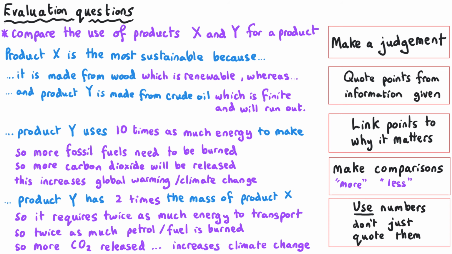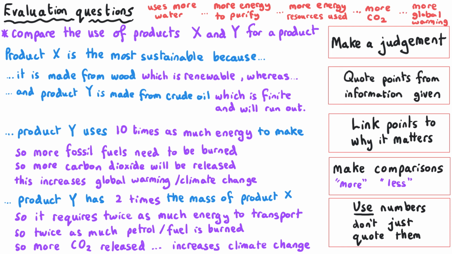So whenever it's more energy or more mass or something like this, we need to link it to the ultimate problem, which is likely to be global warming. Because even using more water for one product or another will require more processing of that water to make it sterile and to take all the bits out, and that means that will require more energy, and then we're back at the more energy means more carbon dioxide produced because we're burning more fossil fuels.